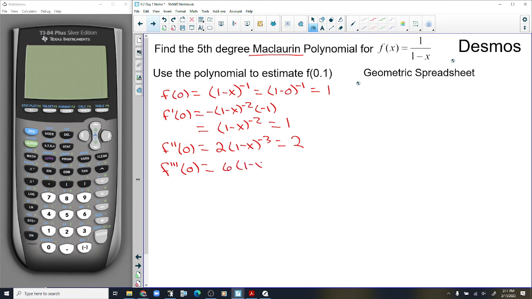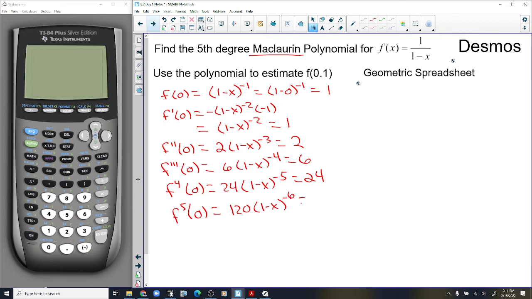6. How many am I going to? 5th degree. I'm almost there. 24. Anybody recognizing these numbers? Yeah, you bet. Factorial again. That's pretty common. Not in everything, but in some things. They're all positive. Don't forget the chain rule when you're doing these derivatives. It's okay to miss it here. I just don't want you to miss it on a quiz or a test.